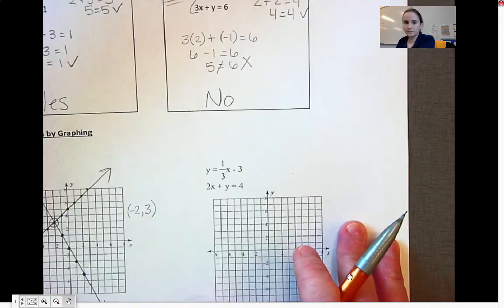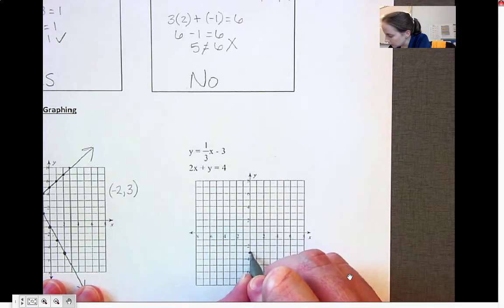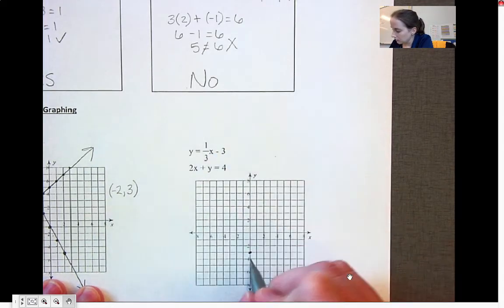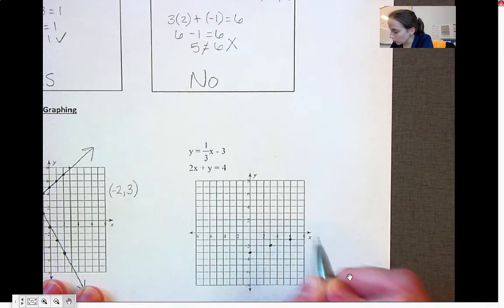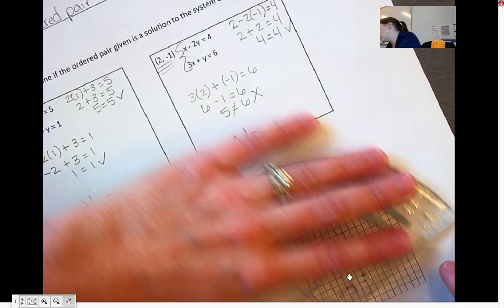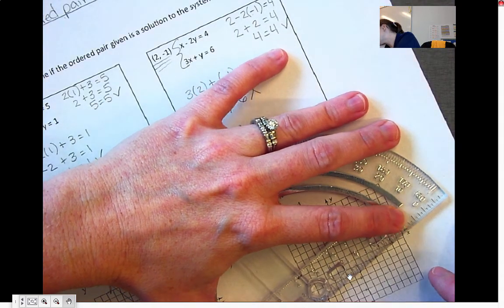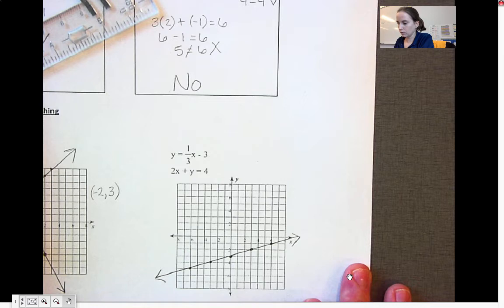Let's try the next one. Negative 3, and then up 1 to the right 3. Or we could go down 1 and to the left 3. Draw a line. Try to make it go completely through the grid that's given.